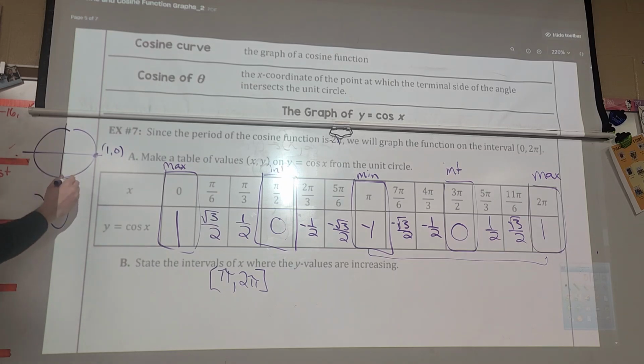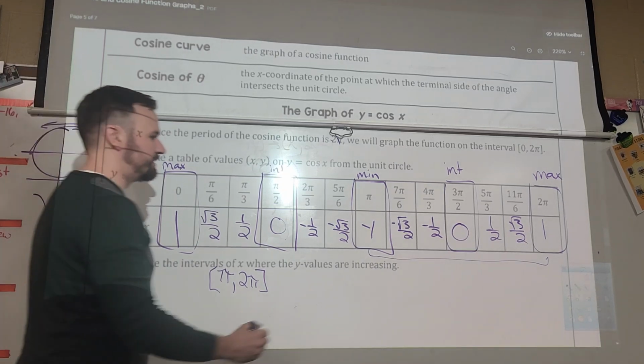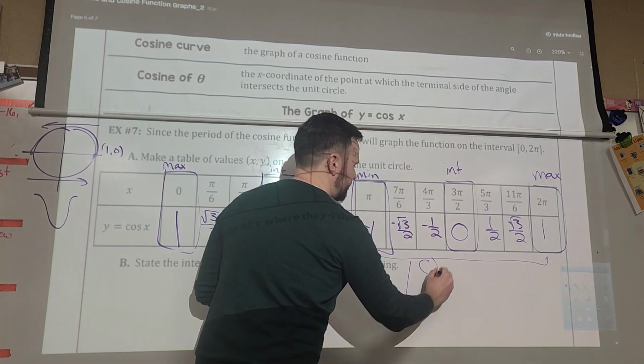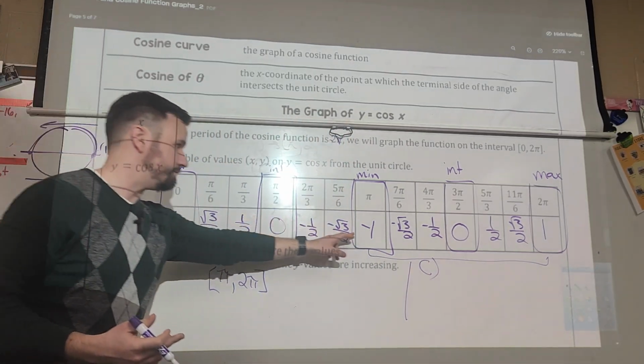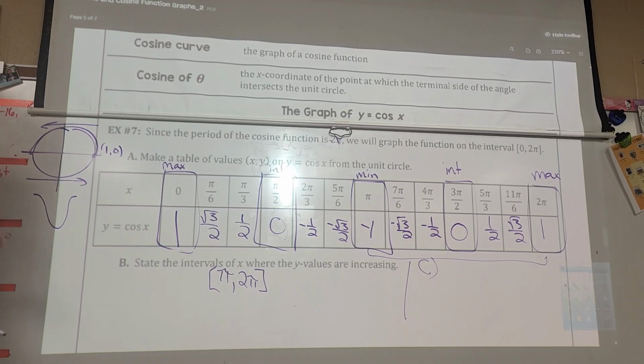Or if you look at the unit circle, from here to here, my x is going left. And then from here to here, it's going right. Do you know what I mean? So from 0 to pi, my x is getting negative. And then from pi to 2 pi. I'm just showing you multiple ways. You don't have to know it either way. All right, I'm going to do the same thing I did yesterday. So for C, where would I be decreasing? Well, the other part, from 0 to pi.